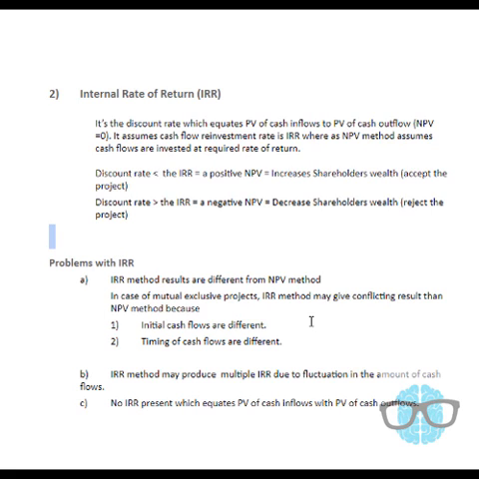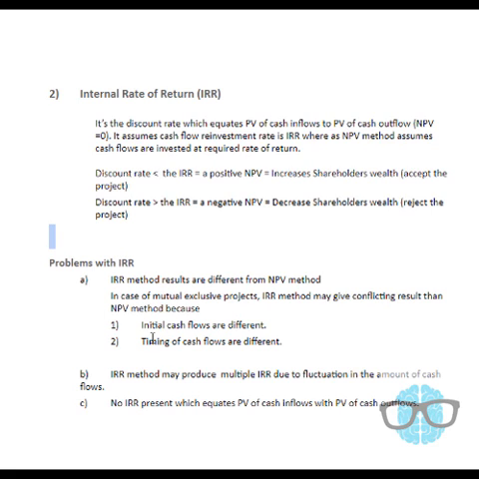There could be multiple IRRs which equate the present value of cash inflows to the present value of cash outflows. So it's a very difficult question: out of multiple IRRs, which IRR should be chosen? And sometimes there could be no IRR due to a mathematical equation problem.